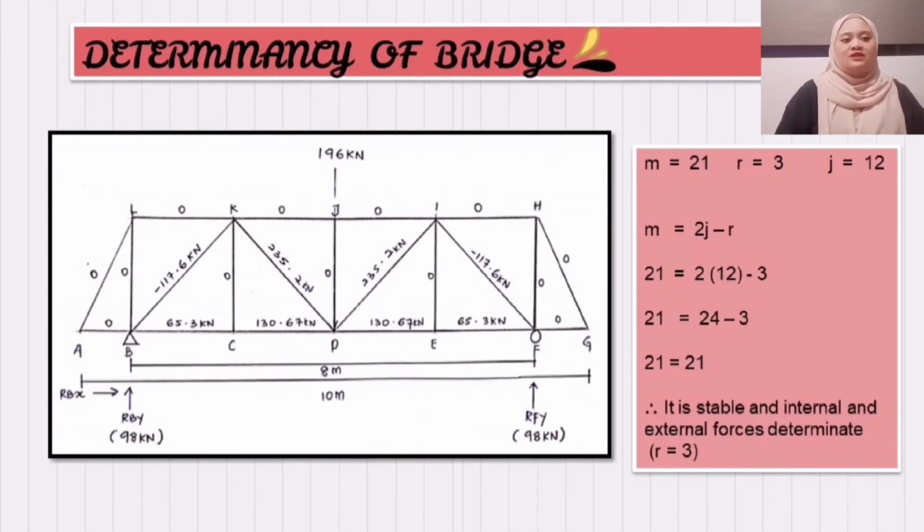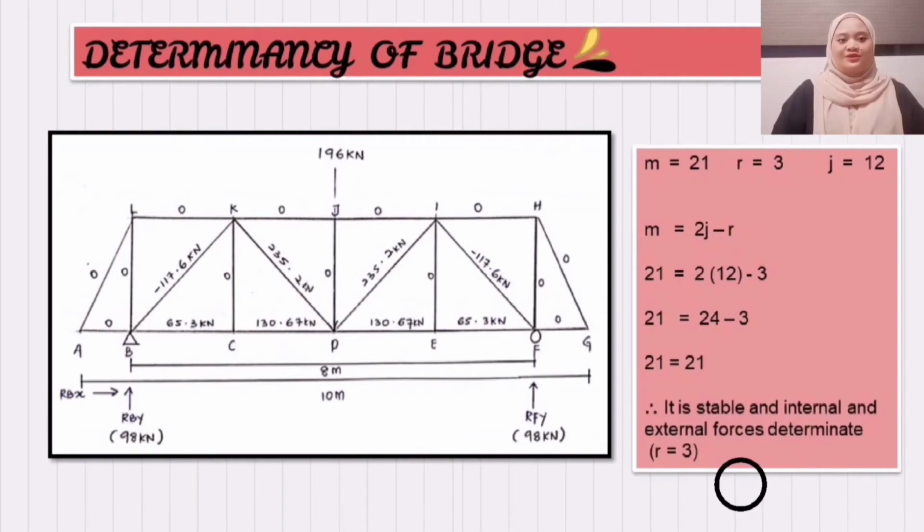So we have 12 joints. We use the equation M = 2J - R. Then we substitute it in the equation, so we got 21 equal to 21. We use the equation M = 2J - R, so it is stable internally, and the external forces are determinate.